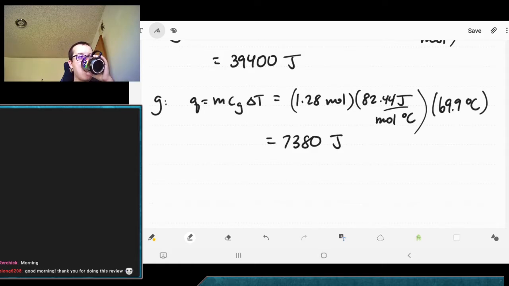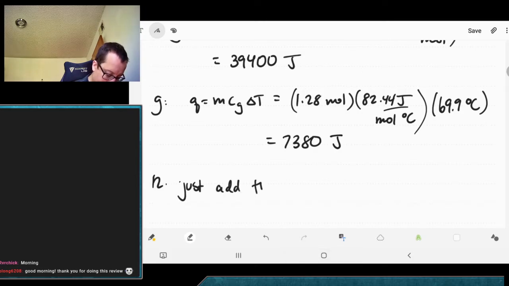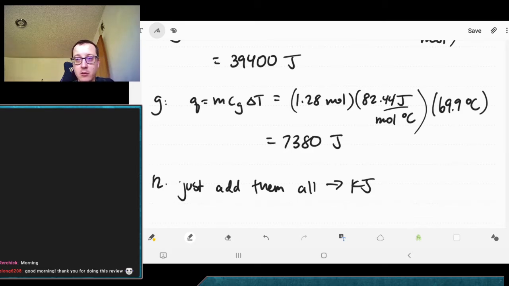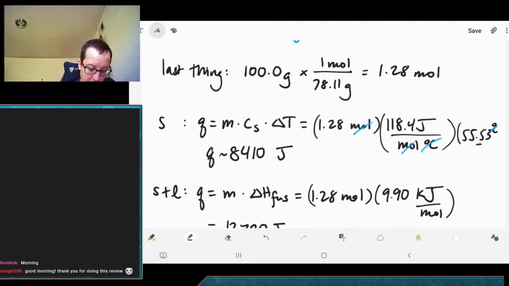Okay, so that was numbers 7 through 11. Number 12, we just have to add them all up. It's just asking what's the total heat in kilojoules. So just pay attention to the units there. So we just have to add them all up and then convert to kilojoules, or we can convert them to kilojoules first and then add them up. It doesn't really matter. So hopefully this one you can do, but let's go ahead and do it.